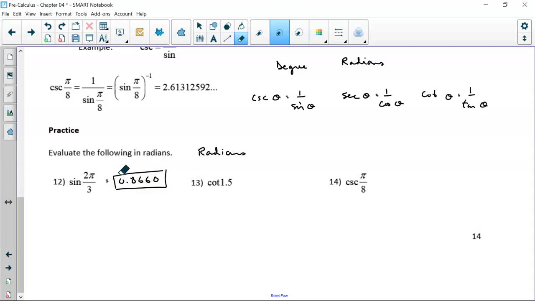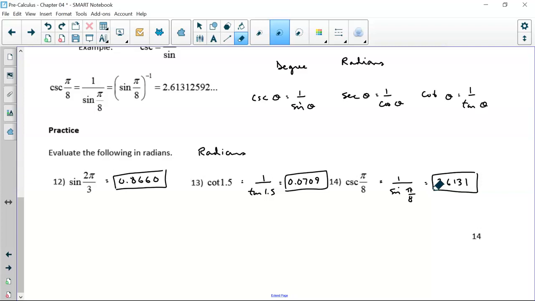The cotangent of 1.5, you're still in radians. It's 1 divided by the tangent of 1.5. And when you do that, you're going to get 0.0709. And for number 14, the cosecant of pi over 8, you're going to do 1 divided by the sine of pi over 8. And make sure you use your pi button. So when you do that, you're going to get 2.6131.